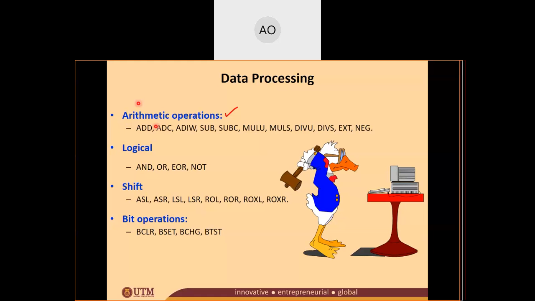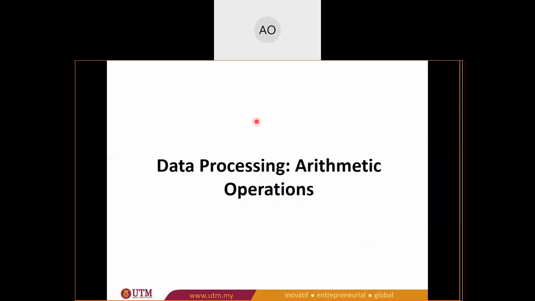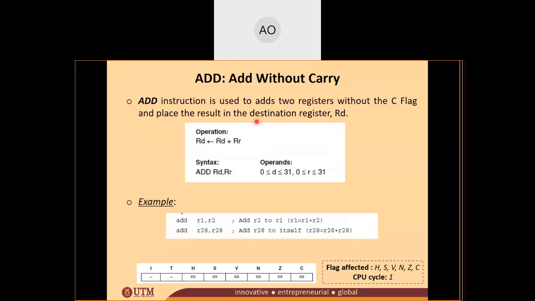First we're going to look at the arithmetic operation. For the arithmetic operation, you have a few instructions that you need to know. The first instruction for arithmetic operation is ADD. ADD stands for add without carry. This instruction is used to add two registers without the C flag and place the result in the destination register. This is the syntax.